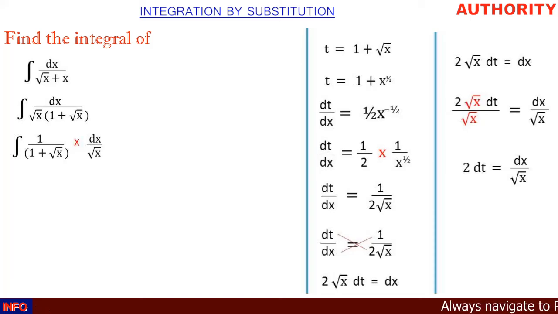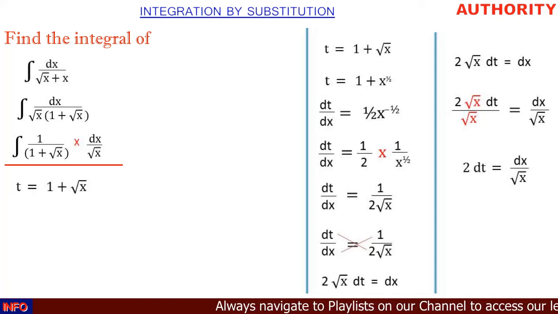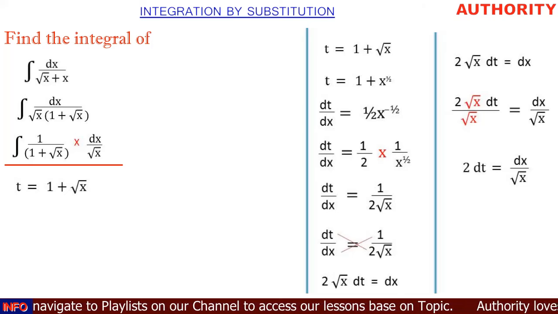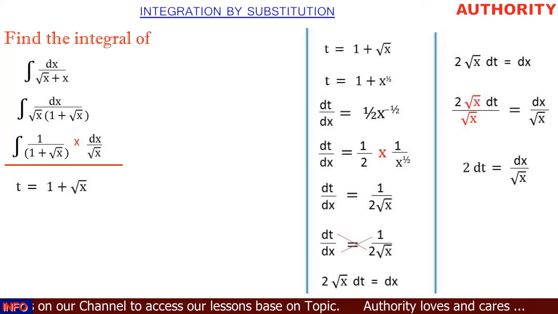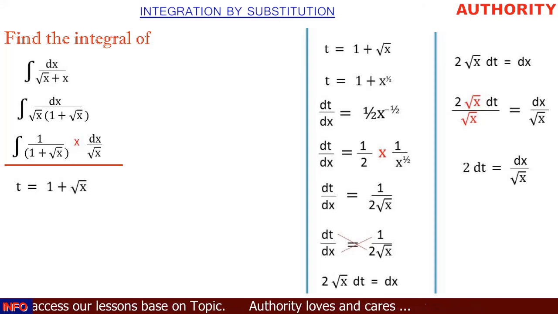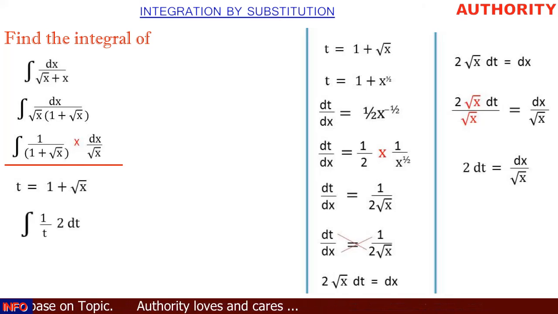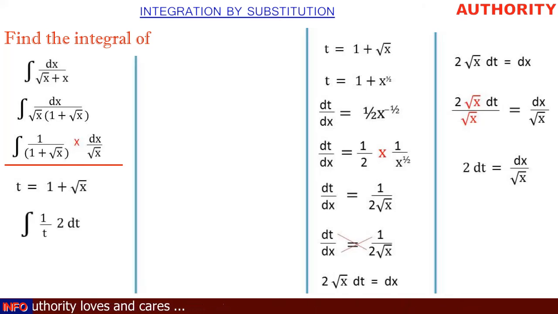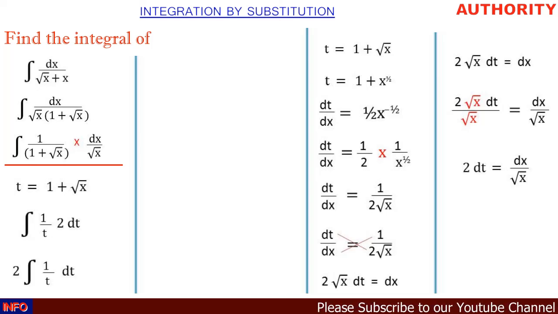That means in this place that we said let t equal to 1 plus square root of x, as we replace this function with t, we are also going to replace the dx all over square root of x with another value. Which value? 2 dt. Now let's substitute properly. We have the integral of 1 all over, in place of 1 plus square root of x, we replace it with t. And in place of dx all over square root of x, we replace it with 2 dt. Everything rhymes. We can take the constant outside the integral sign. If we do so, we have 2 times the integral of 1 all over t dt.